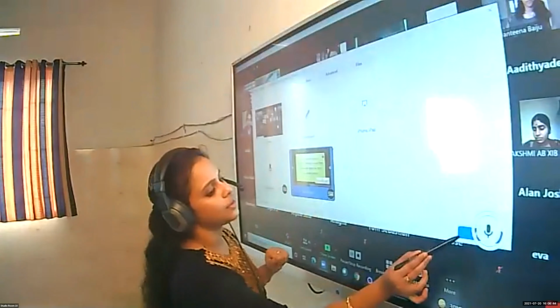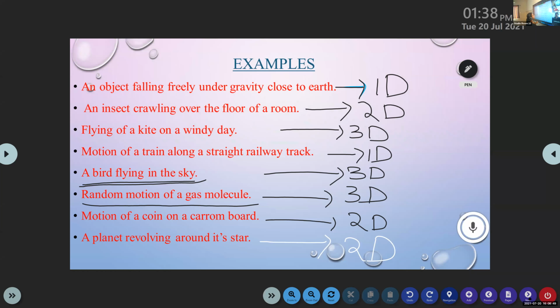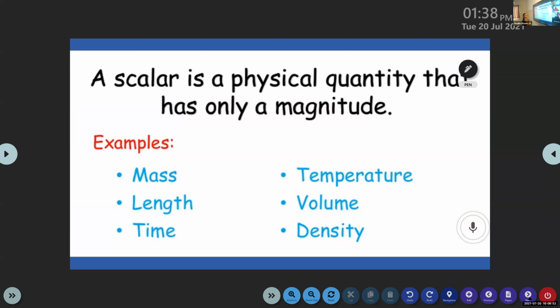So let us see the difference between scalar quantities and vector quantities. A scalar quantity is a physical quantity that has only magnitude. It is not included in your textbook, but we need this definition, or an idea about scalar quantity and vector quantity, for our further discussions. That is why I am introducing the scalar and the vector here. There will be no direction for a scalar quantity.